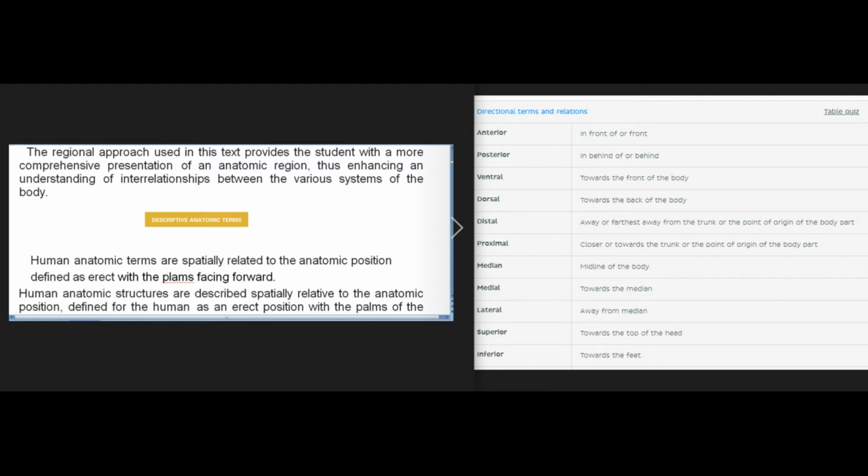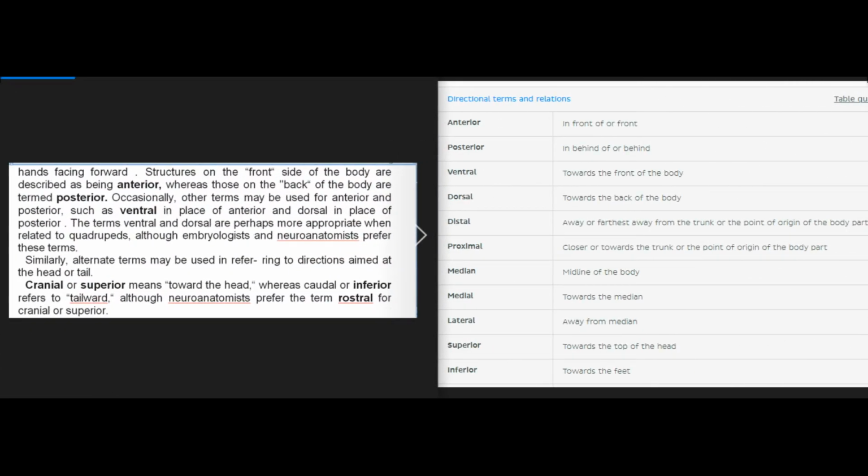Human anatomic terms are spatially related to the anatomic position defined as erect with the palms facing forward. Human anatomic structures are described spatially relative to the anatomic position, defined for the human as an erect position with the palms of the hands facing forward. Structures on the front side of the body are described as being anterior, whereas those on the back of the body are termed posterior. Occasionally, other terms may be used for anterior and posterior, such as ventral in place of anterior and dorsal in place of posterior.